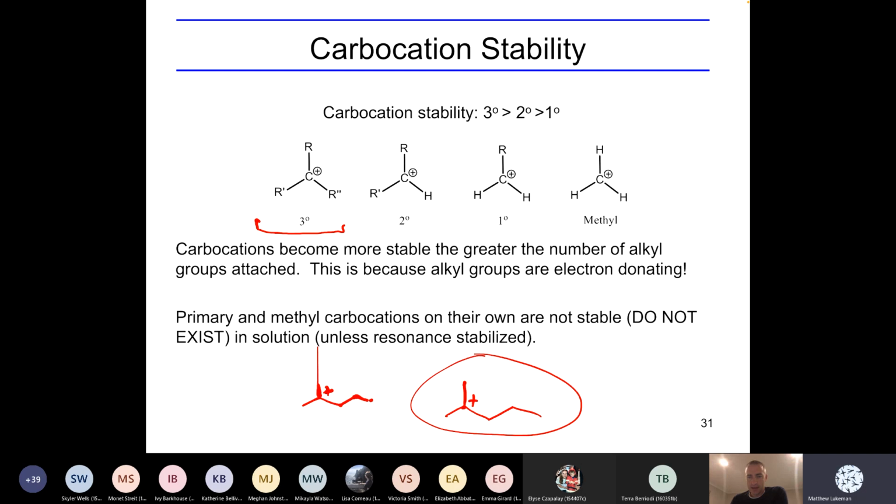Carbanions, we may be looking at, I think maybe unit 8. We come across carbanions. Carbanions are carbons with alkyl groups, but also a lone pair and a negative charge.